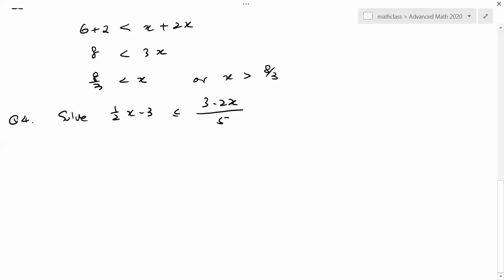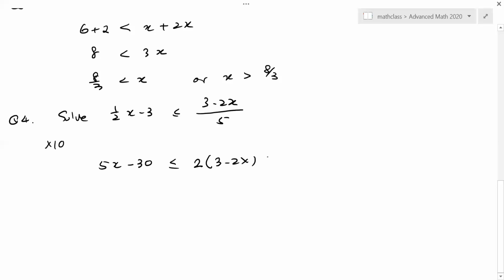Okay. So the first thing you have to do is this. This involves fractions. So similar to the linear equations, it's better to get rid of the fractions. How to do that? In order to get rid of 2 and 5, you have to multiply by 10. Then the left-hand side will be 5x minus 30, right? And less than or equal to 2 times 3 minus 2x, because 10 divided by 5 is 2.